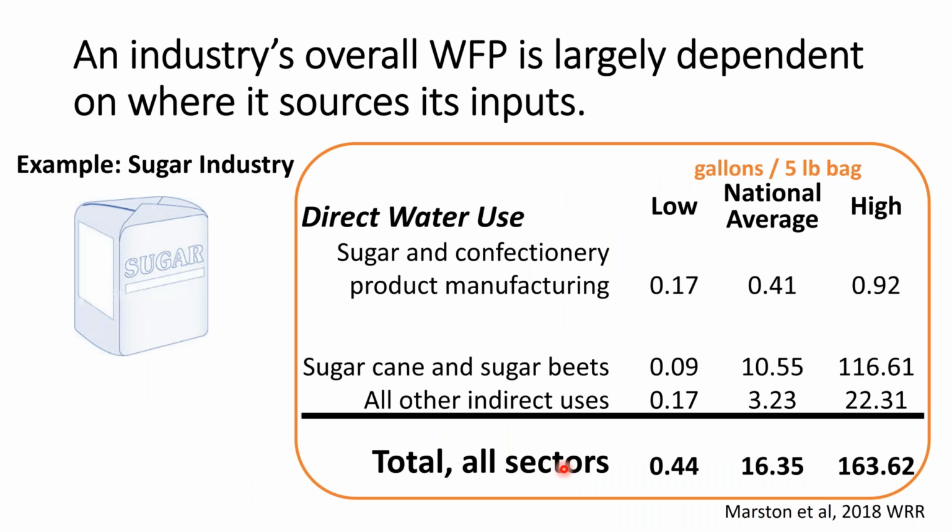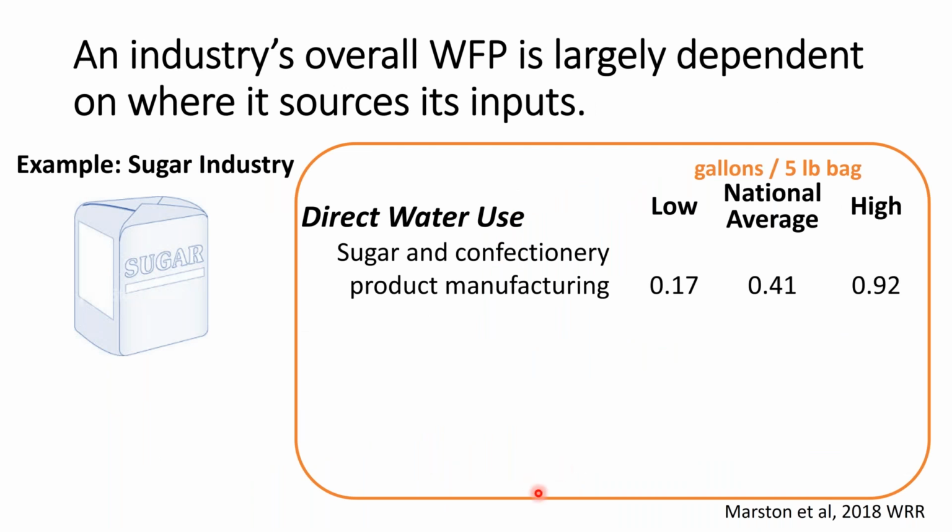So let me give an example here. This is for the sugar industry. Again, your overall water footprint of production is largely dependent on where you source your inputs. If a sugar and confectionery product manufacturing facility is going to produce a 5-pound bag of sugar, and we're going to buy that at the store, how much water does it take to produce that? We're showing this in gallons. This is their direct water use, and on average, depending on where they're located, this is how much water it would take them to produce that good.